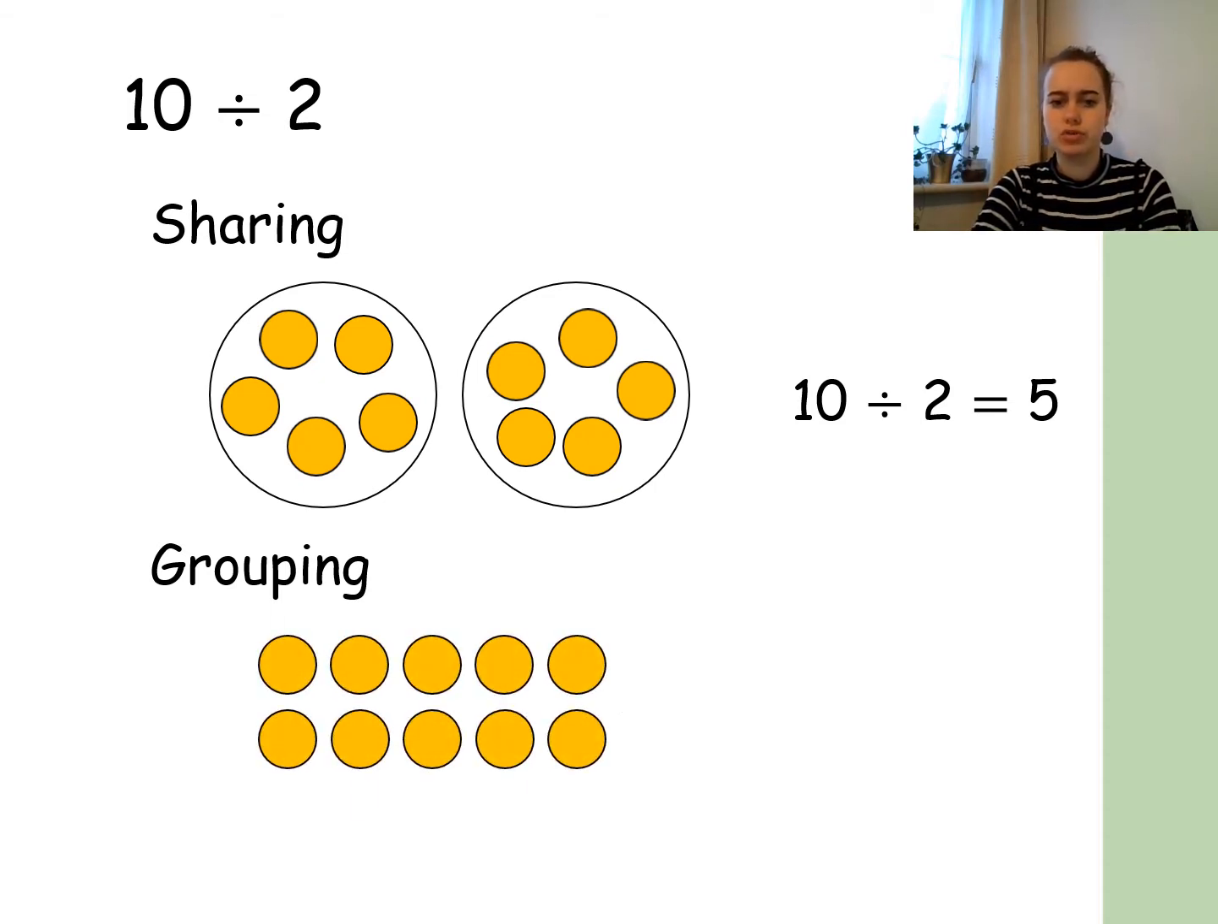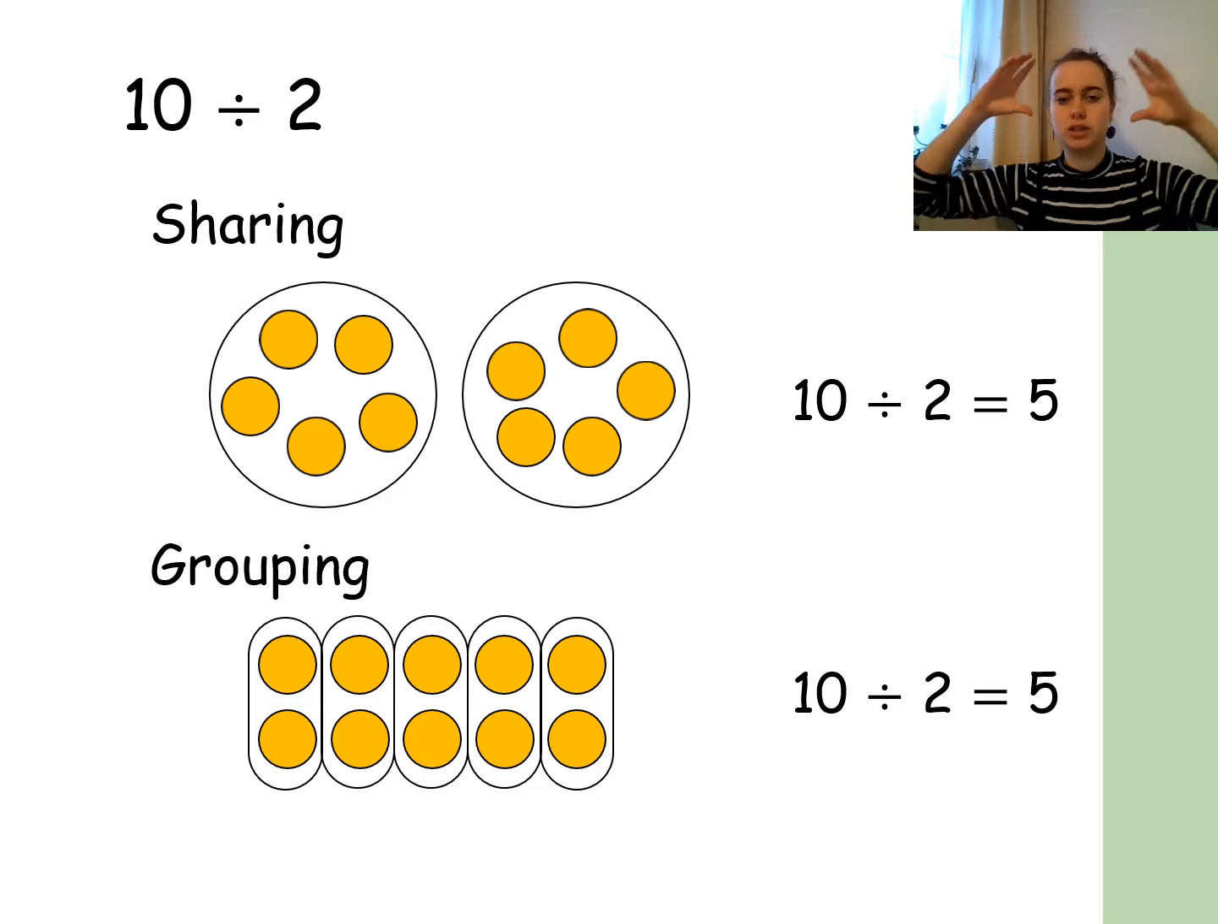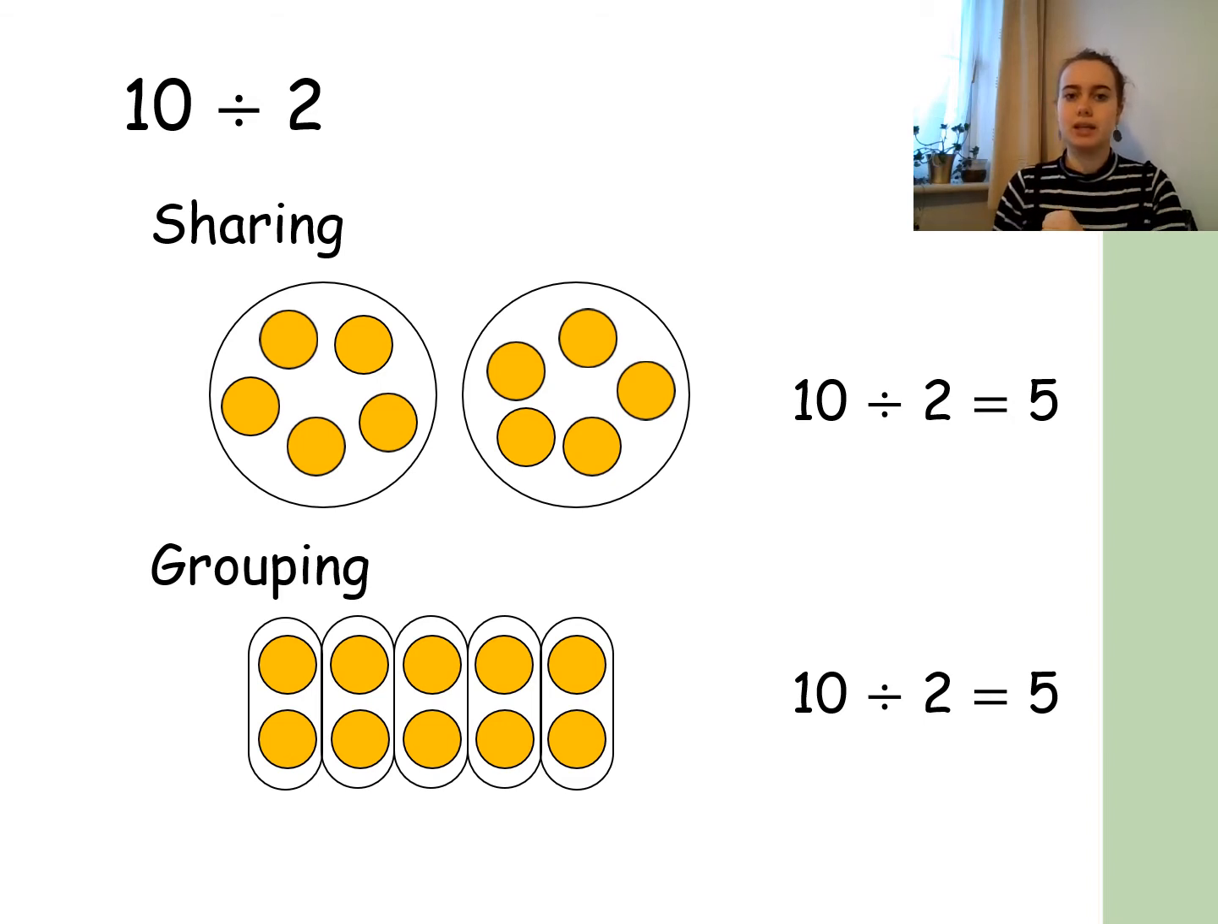Now, if we were to do grouping, we'd do it a bit differently. We would group them into 2s. So there are 2 ways that we can do our dividing. It gives us the same answer, 10 divided by 2 equals 5 again. The first one shows us sharing them out into 2 groups. The second one shows us grouping them into 2s. Both things get us the same answer.